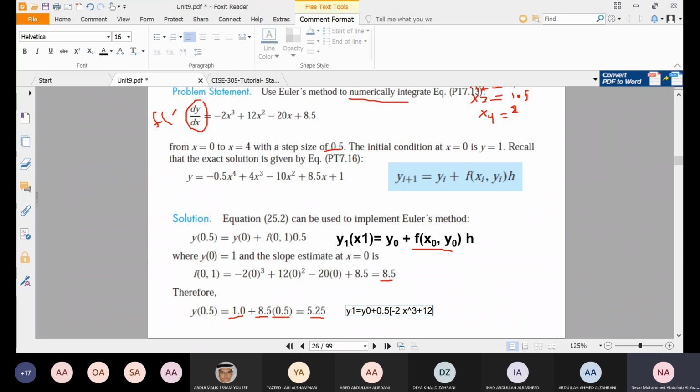You have here x power 3, plus x square, minus 20x plus 8.5. So this is the solution that you have. This x is not multiplication. So here you have the value. You can apply it like this. No need to compute the slope individually and compute this one individually. You can do it directly.